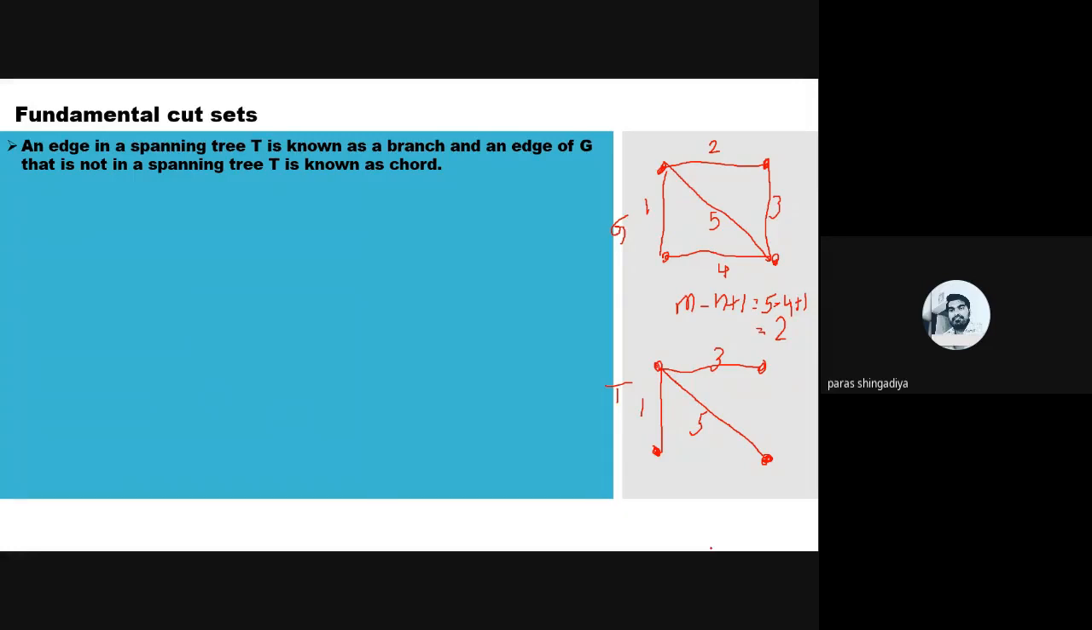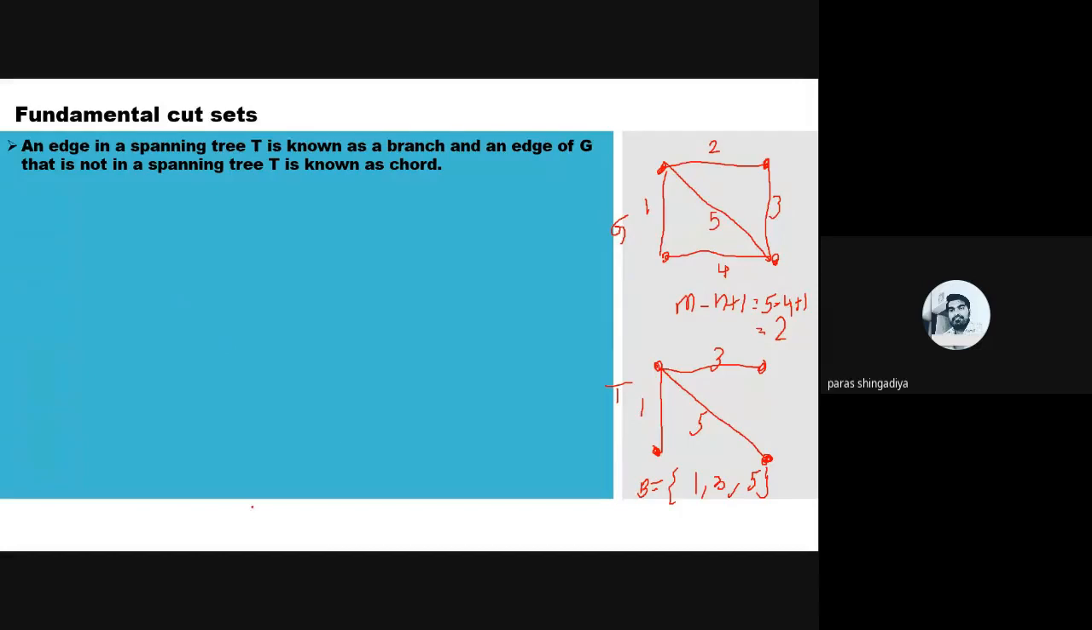So here the first point to check for the fundamental cut set: an edge in spanning tree T is known as a branch. The edges included in the tree, 1, 2, 5, are the branches. So the edges included in a tree are the set of branches. And next are the edges of G which are not included in the spanning tree. Which edges are not covered in the spanning tree? It is 3 and 4. So 3 and 4 are not covered in the spanning tree, but they are edges of the graph that I did not include in the spanning tree.